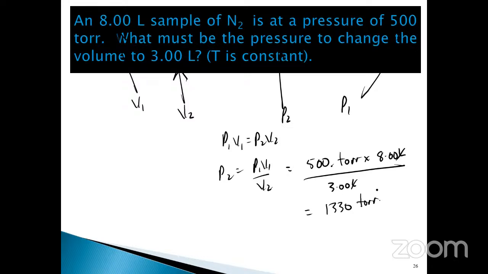All right? So if P1 is in atmospheres, P2 must be in atmospheres, right? And the reason I mentioned that is because you could be given a question where P1 is in atmospheres and P2 is in, let's say, torr, right? So when you're faced with that situation, then you either have to convert the torr units to atmospheres or the atmospheres to torr before you plug the numbers into the equation and then solve for whatever the question is asking for, all right? Okay, any questions about this example?